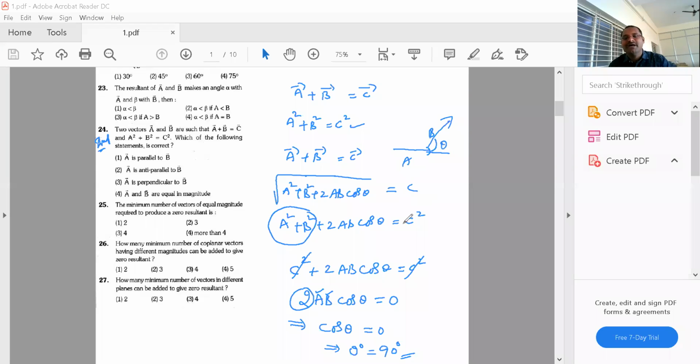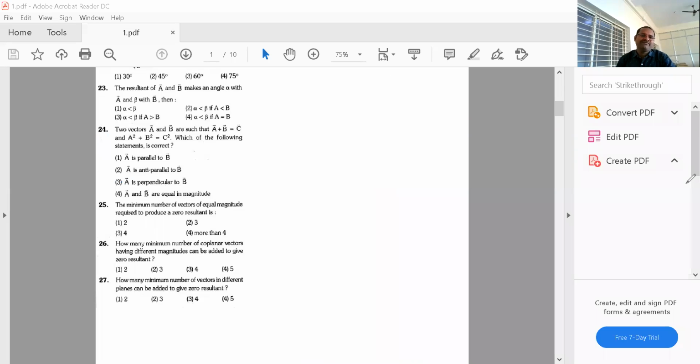That means A and B are perpendicular to each other. A is perpendicular to B. I hope you understand this very clearly. What I have done is according to the concept, and the condition they have given, I took that condition. So I got the answer. Finished. Clear? Next.